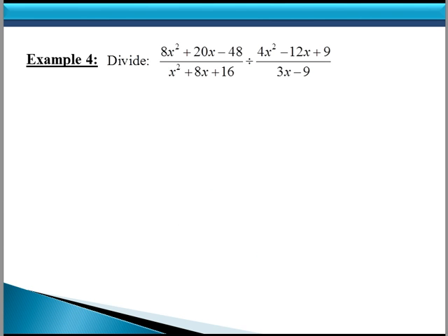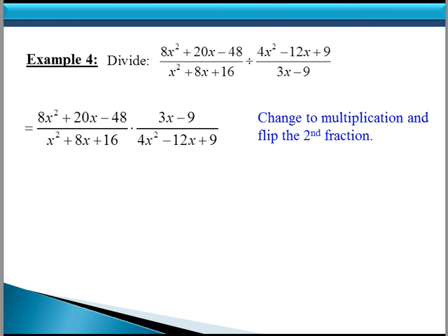Okay, let's look at an example. So here we're going to divide these two rational expressions. The first thing to do is to change this to a multiplication problem and to flip the second fraction. The first rational expression will stay exactly the same. The sign in between will be changed to a multiplication symbol. And the second fraction got flipped over, so the 3x minus 9 ends up on the top, and the 4x squared minus 12x plus 9 gets put on the bottom. So now it's just a multiplication problem. We just proceed as usual, where we are going to factor everything completely first.